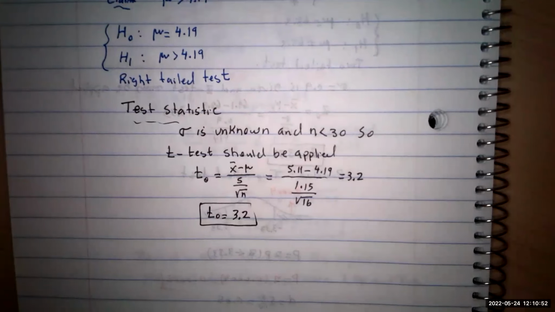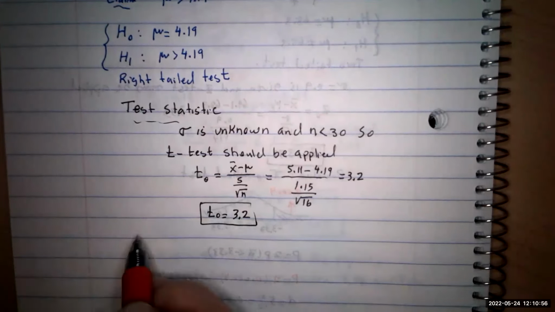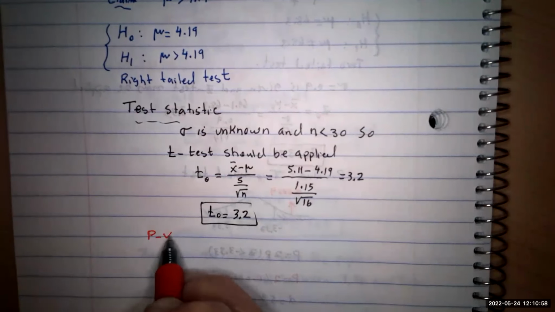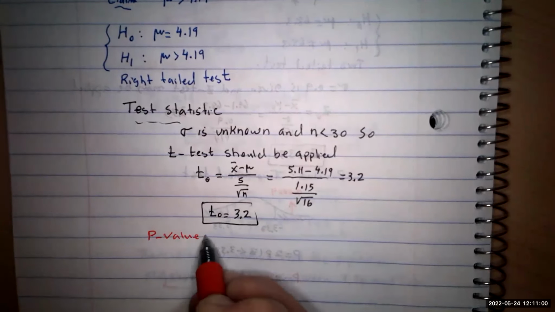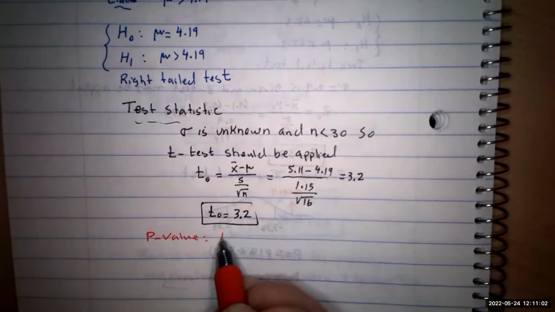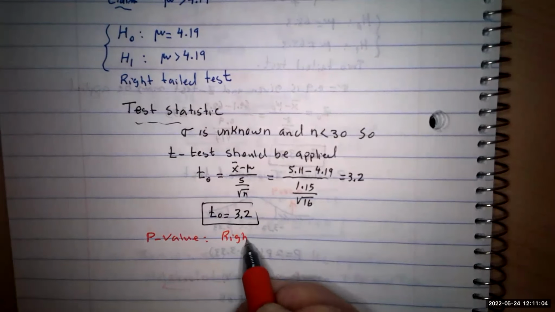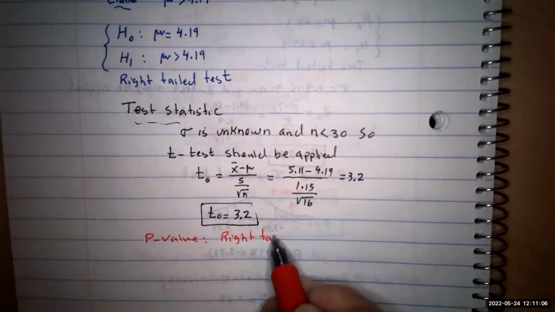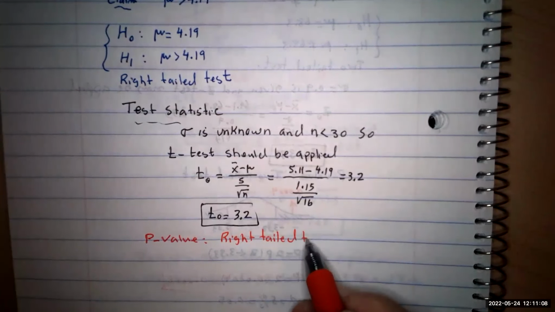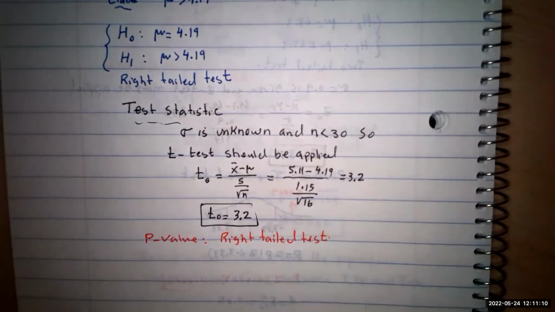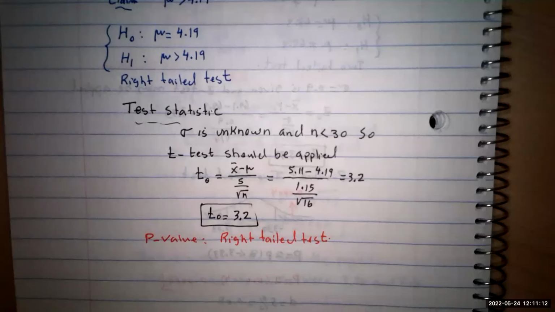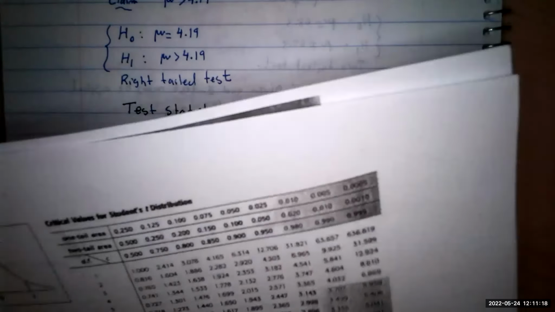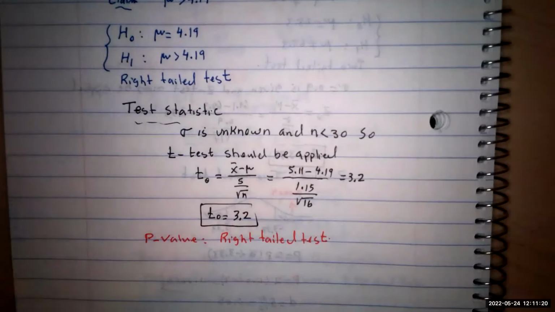Now the fun part is I'm going to find the P value for this one. That's where this one is different. Okay, we want to find the P value. For the P value, you have a right tailed test. So what we're going to do, you need the T table again. Remember, that's your T table.